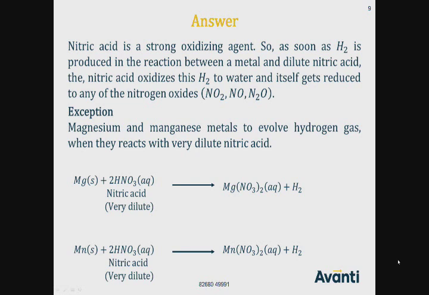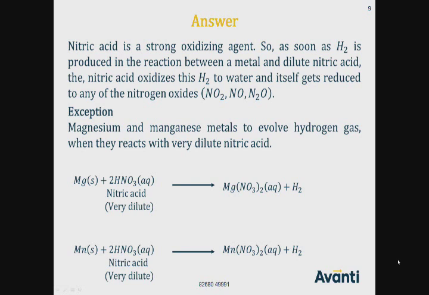Nitric acid is a strong oxidizing agent. So as soon as H2 is produced in the reaction between a metal and the dilute nitric acid, it oxidizes this H2 to water and gets itself reduced to any one of the nitrogen oxides. Okay, exceptions are this one.